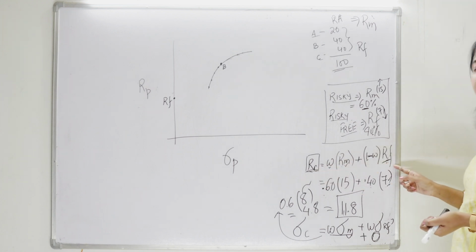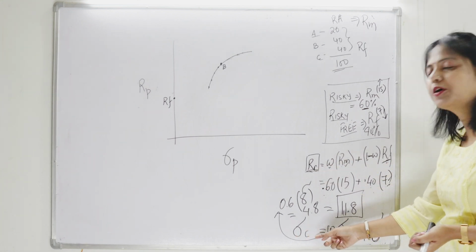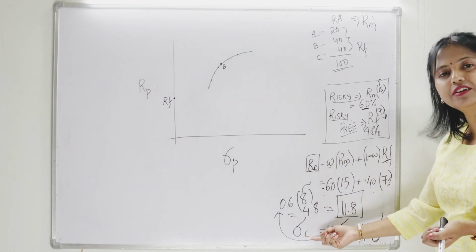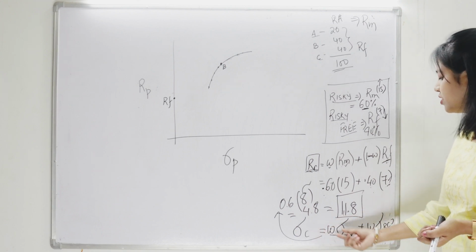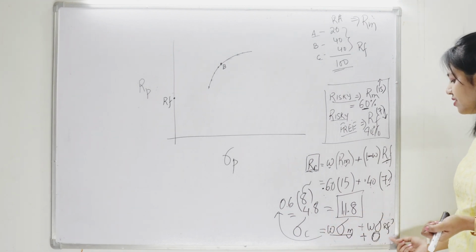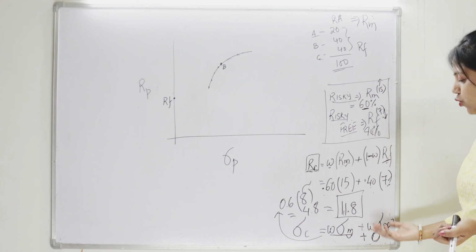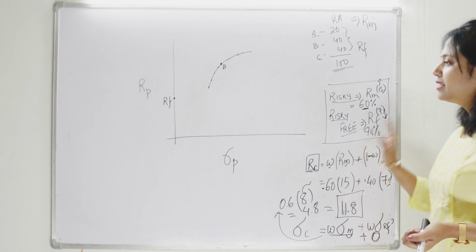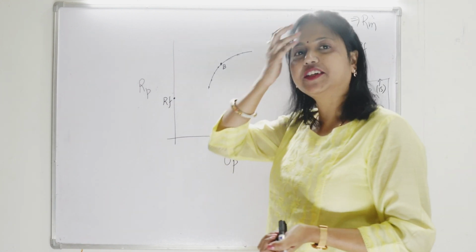This is the return of the combined portfolio, and this is the risk of the combined portfolio as measured by the standard deviation of the combined portfolio, which is nothing but the standard deviation of the market. But standard deviation of the risk-free asset is 0, because there is no variation, no deviation, it is risk-free. That's it. Draw our attention here.